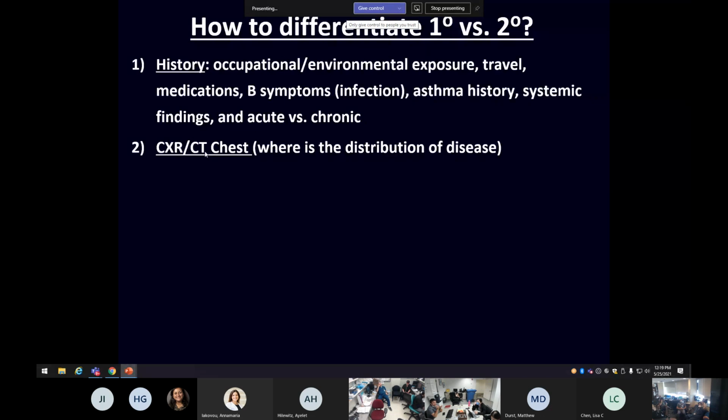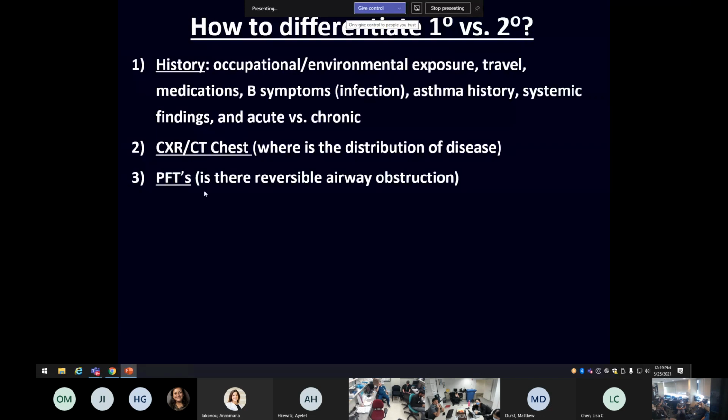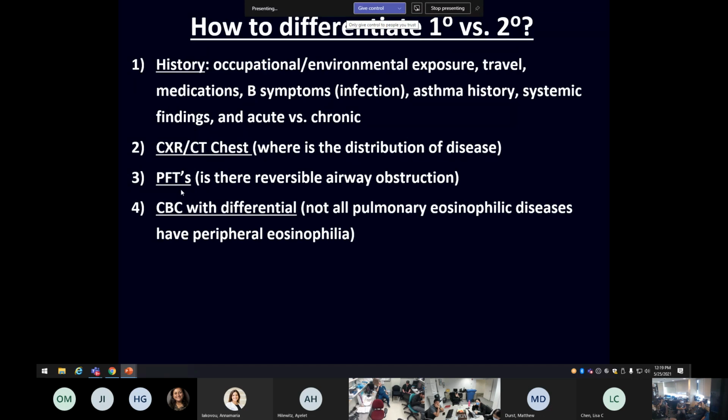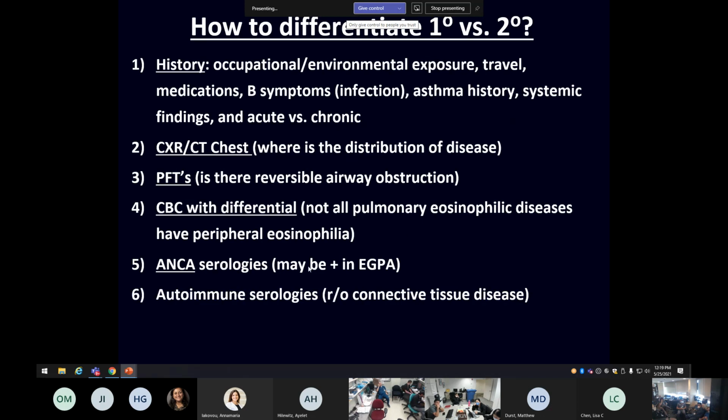You want to look at imaging, X-ray, CT chest, because you want to look at the distribution of disease. For example, in chronic eosinophilic pneumonias, you get that negative bat wing pattern or the photonegative pulmonary edema, where you have peripheral opacities with central sparing, as opposed to acute eosinophilic pneumonia where you can have diffuse opacities. If these patients are having chronic eosinophilic pneumonia, you want to look at PFTs: is there reversible airway obstruction? You want to look at the CBC with differential. Again, very importantly, not all pulmonary eosinophilic diseases have peripheral eosinophilia. And then ANCA and autoimmune serologies may be important here to help out.